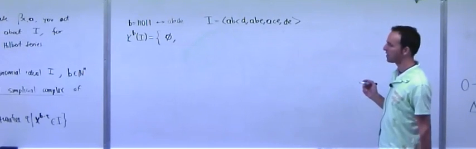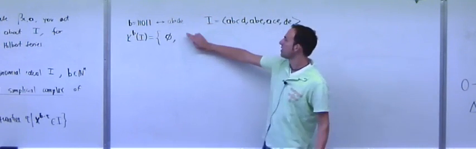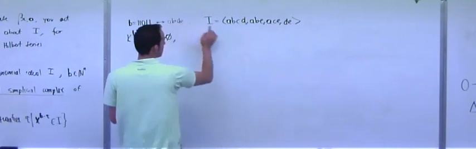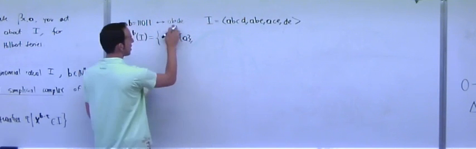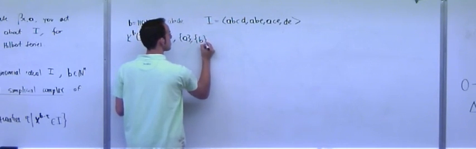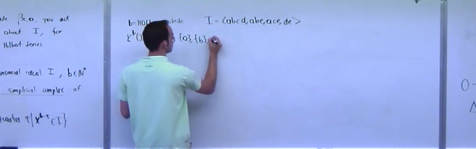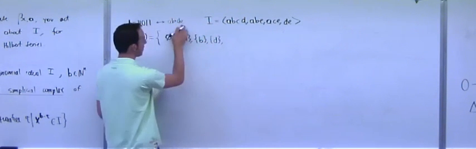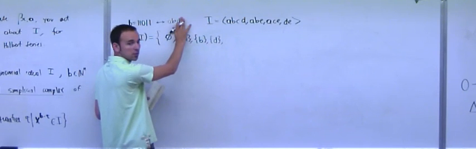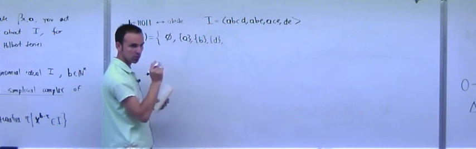Now, what can I take away? What single variables can I take away and stay in the ideal? Well, if I take a away, then bde is in the ideal. It's a multiple of d. If I take b away, then ade is in the ideal. If I take d away, then abe is in the ideal. If I take e away, then abd is not here, so it doesn't get to live here. Okay? So those are the single guys.